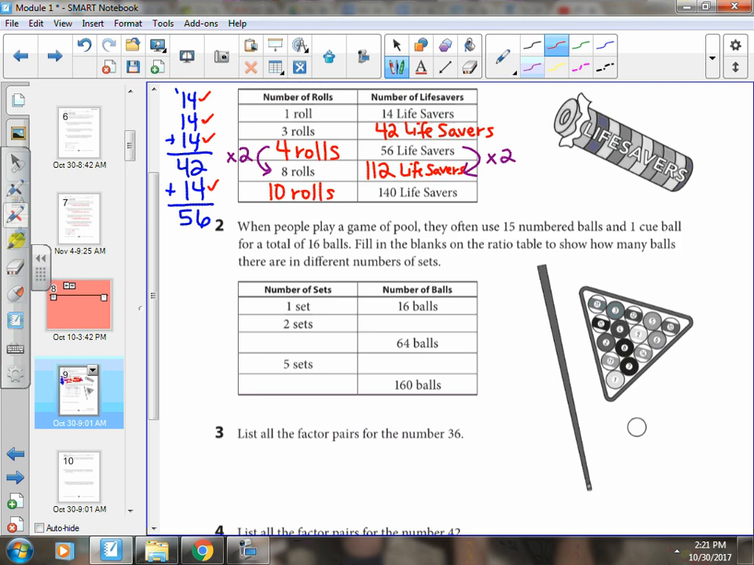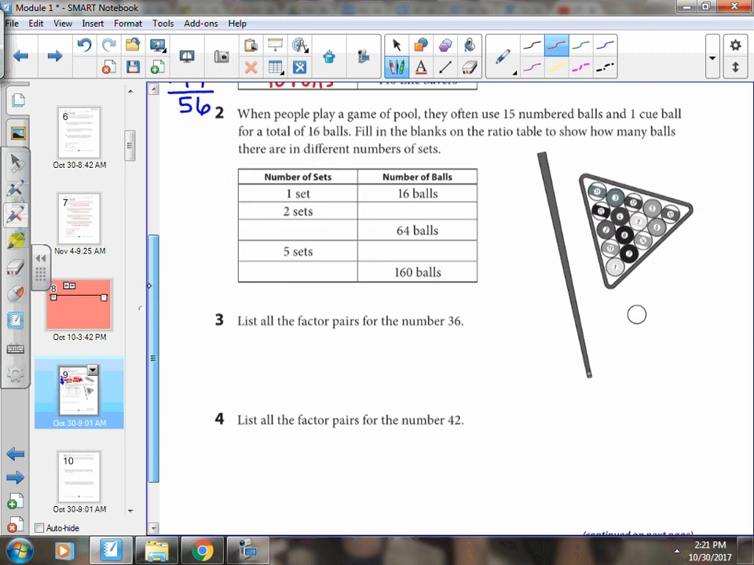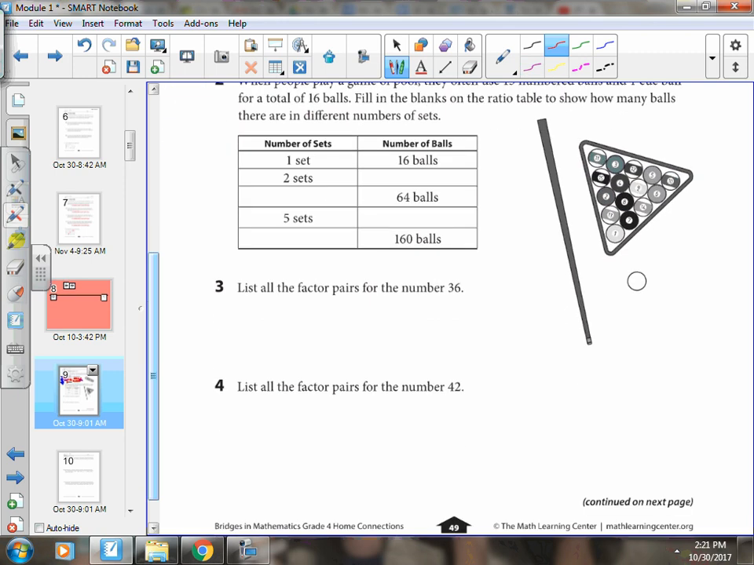Number 2, when you play a game of pool, there are 15 numbered balls and 1 cue ball, that white one, for a total of 16. So one set would be 16. So I'm thinking 16, 16, 16, 16. So 2 sets would be 16 plus 16. I can do that in my head.